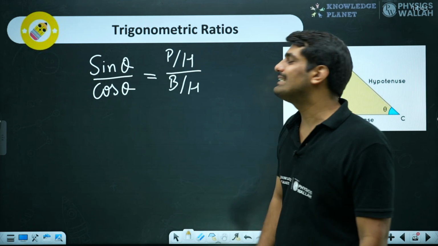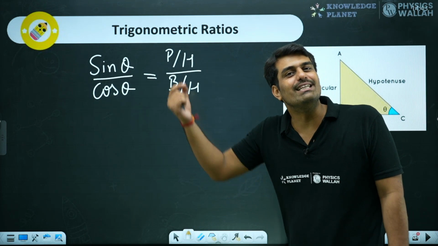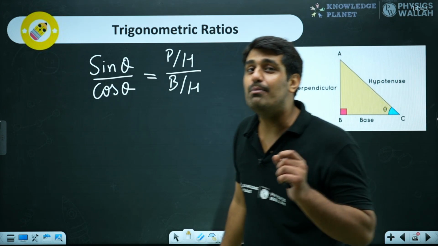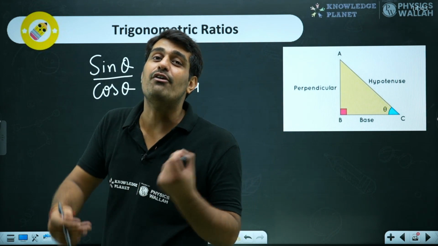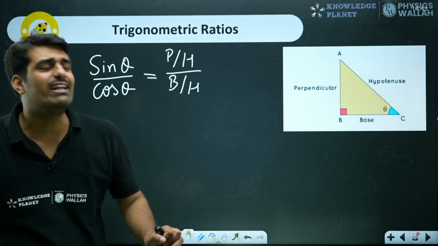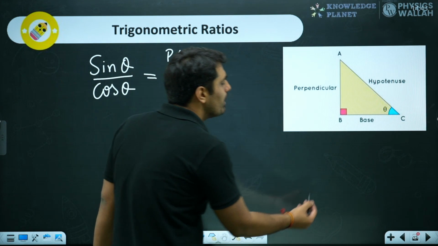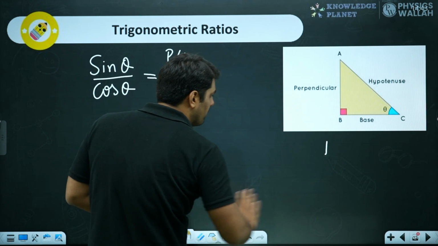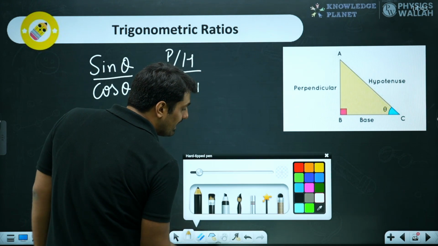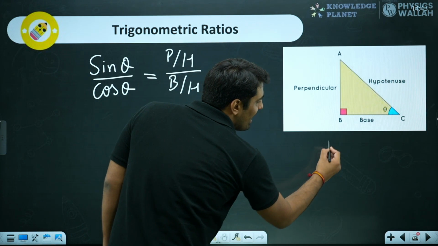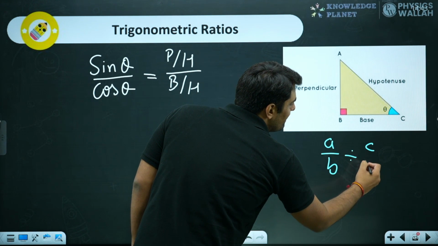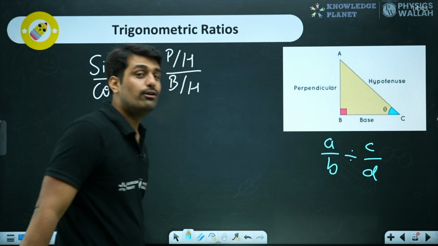Now first thing is, is everyone comfortable doing this division? Perpendicular by hypotenuse divided by base by hypotenuse. An important part: many people struggle with the division of fractions. So for that, there is a very, very basic trick. What trick is there, sir? Let me write it in a different manner. If we have a fraction a by b divided by c by d, what do we need to do?